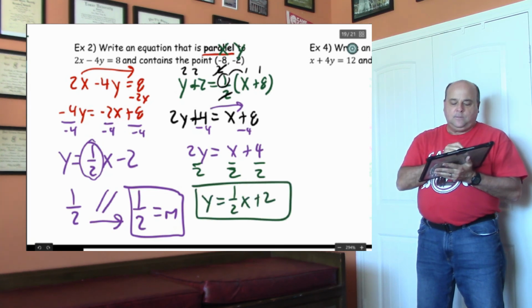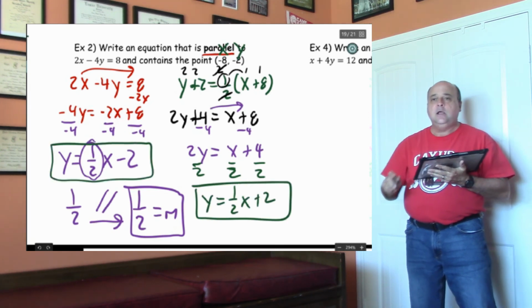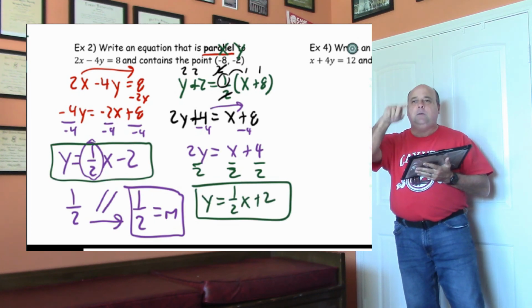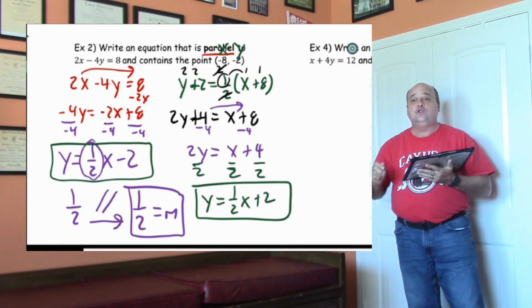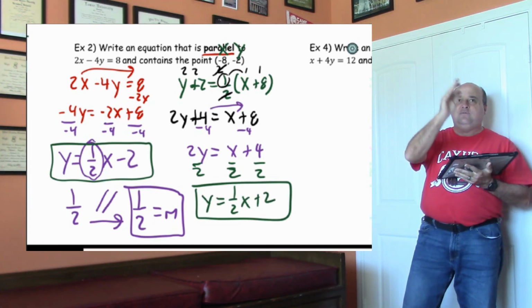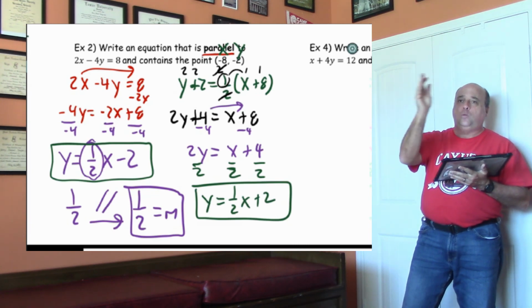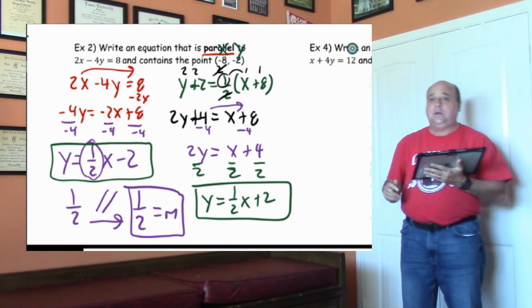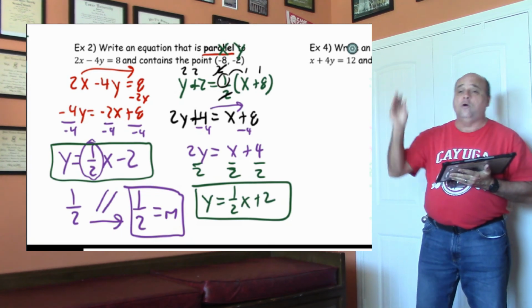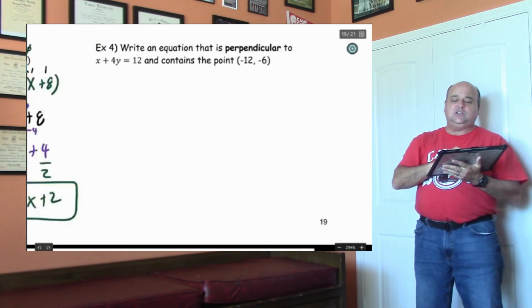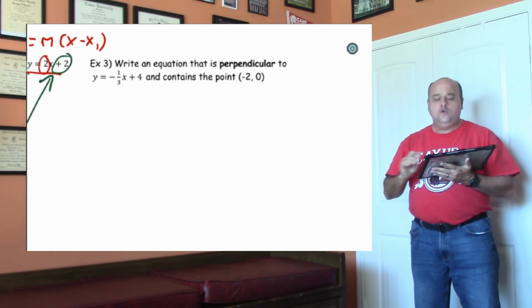And notice, this is the other equation, right? So my slope stays 1/2, but my y-intercept went from a negative 2 to a positive 2, didn't it? So I have 2 parallel lines, but I have different y-intercepts. That's what's going to happen. Piece of cake. Now then let's go to example 3.